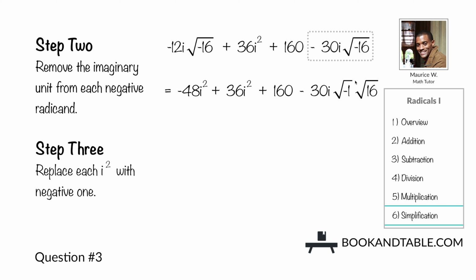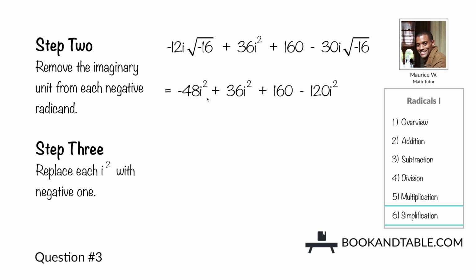Negative 16 is broken up into negative 1 times 16. The square root of negative 1 is i. So i times i will give us i squared. The square root of 16 is 4. Negative 30 times 4 is negative 120. So once we remove the imaginary unit from each negative radicand, we wind up with negative 48i squared plus 36i squared plus 160 minus 120i squared.